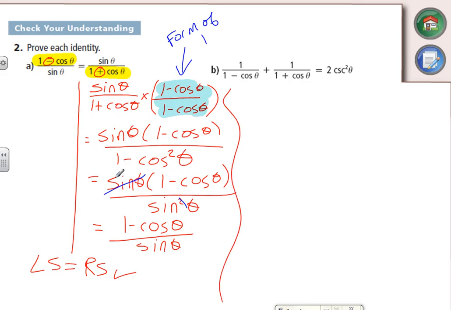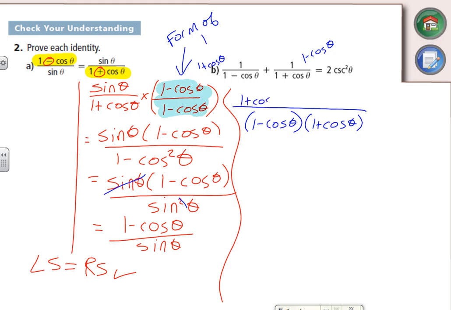All right, and the next one. Now this one I also have conjugate pairs, but they're on the same side, so I don't have to multiply by the conjugates. That's just when they're on opposite sides of the equal sign. Well, got two fractions. Let's take it into a common denominator. So multiply the first one by 1 plus cos theta. Multiply the second one by 1 minus cos theta. And we get a common denominator of 1 minus cos theta times 1 plus cos theta.